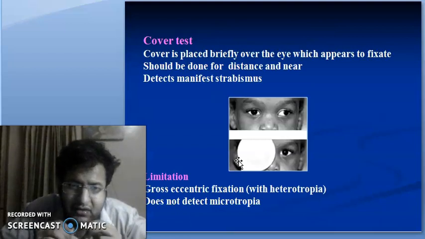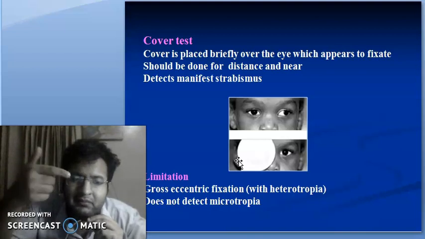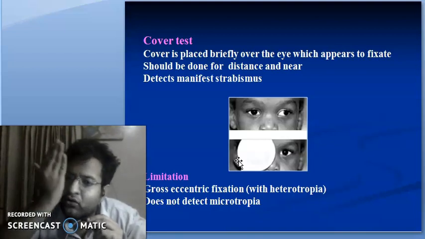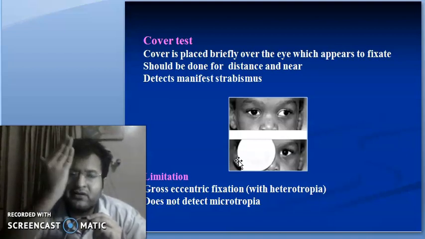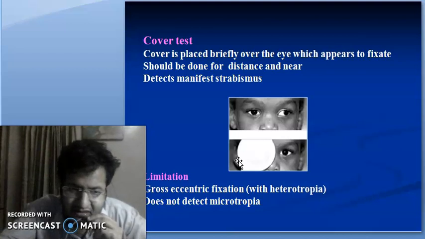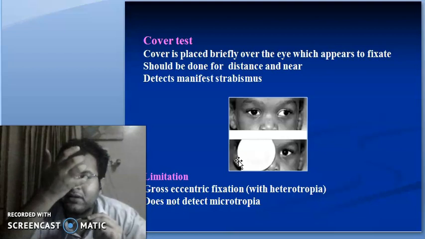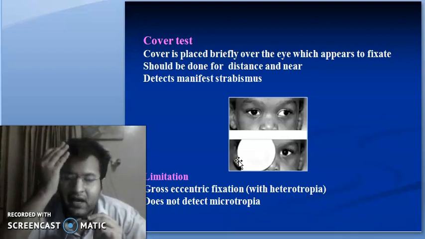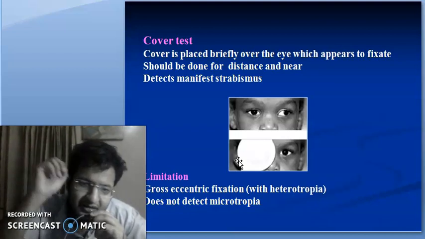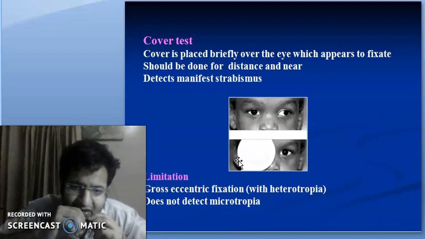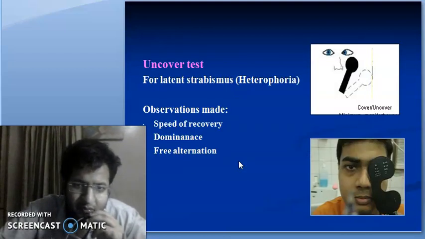In the cover test, a cover is placed briefly over the eye which appears to fixate. For example, if my right eye is fixating, I will put the cover over my right eye, and it should be done for the distance separately and for the near separately, and it detects any manifest squint in the other eye. And the limitation of this test is gross eccentric fixation with heterotropia is not detected, and this also does not detect any microtropia.